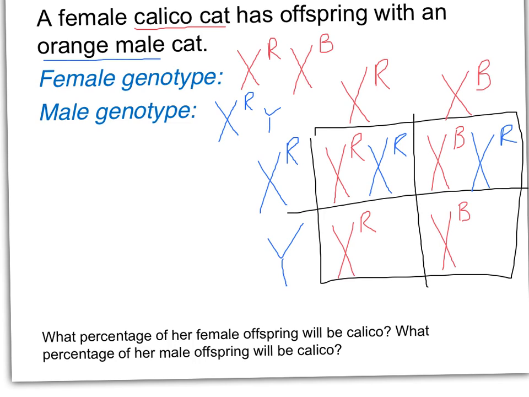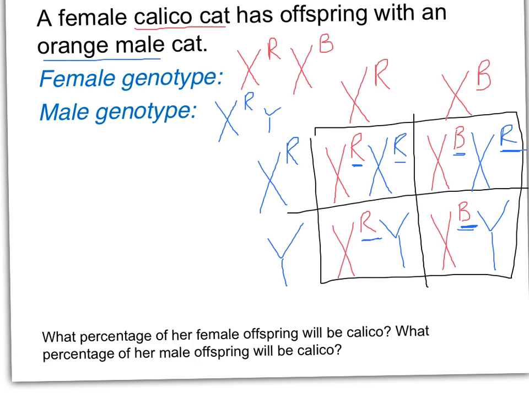Right, so when we look at the girls on the top that I just filled out, I have this one got an orange from Mom, an orange from Dad, so this could be an orange female. This one got a black from Mom and an orange from Dad, so she's going to be calico. And these boys right here, why? Because they're boys, they get their color from their mom. They got their R from their mom, so these ones are going to be orange because of Mom. And this guy right here is going to be black because of Mom, because Dad didn't give him any color.